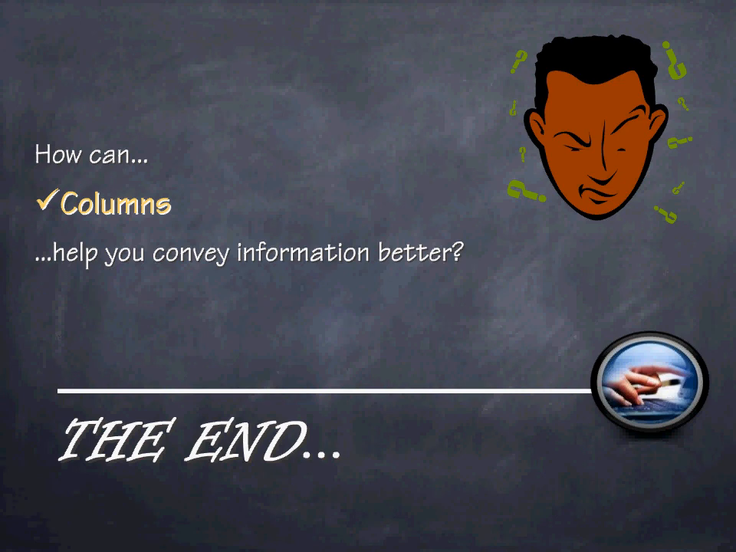So this brings us to the end of the lecture video. Think about this for a second. How can columns help you to convey information better? Why would you use columns and not tables? Columns are not so easy to manipulate, so why use them? There are purposes and there are reasons for it, so think of that now.